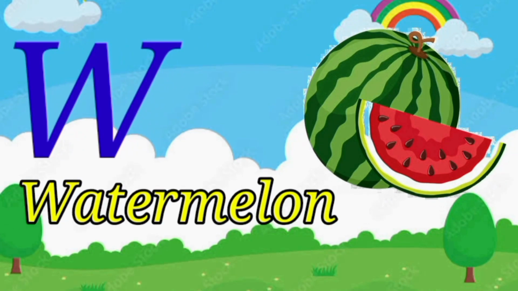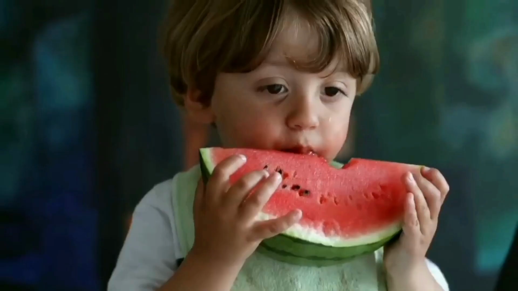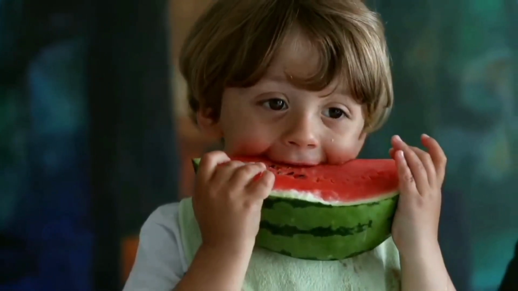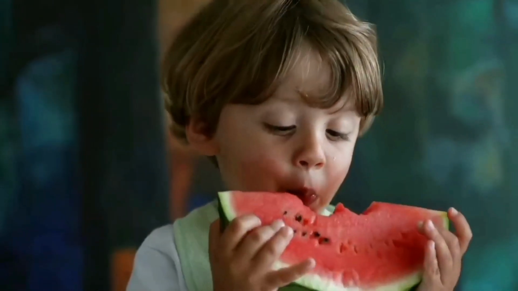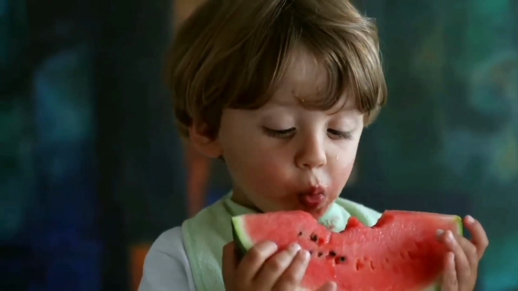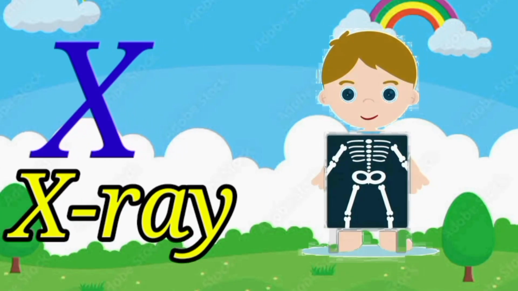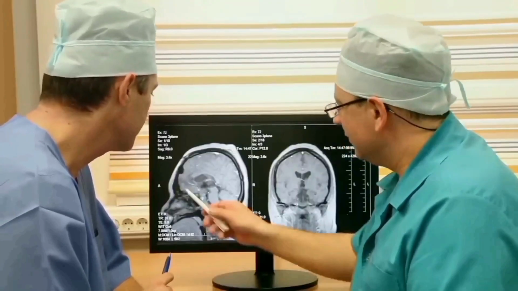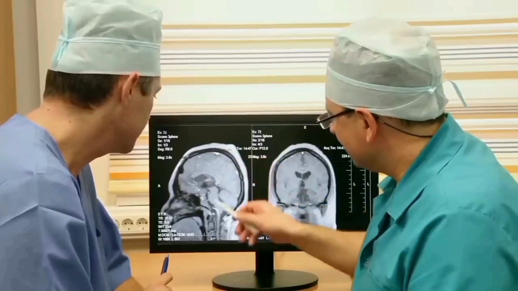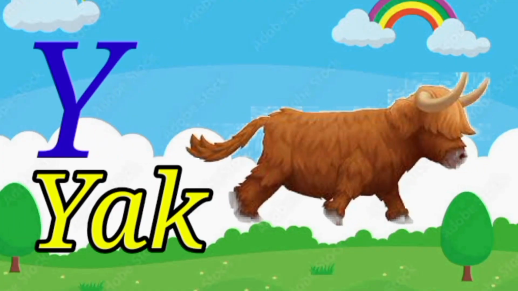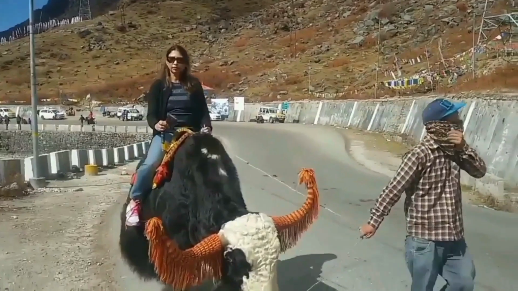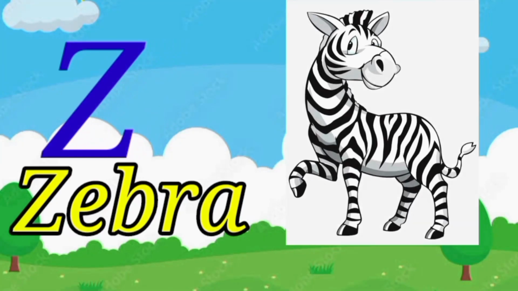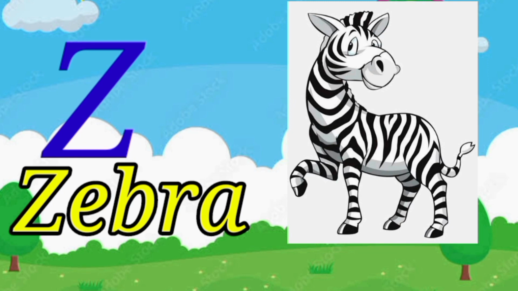W for watermelon. X for X-ray. Y for yak. Still photo ले लो. Still photo. Z for zebra.